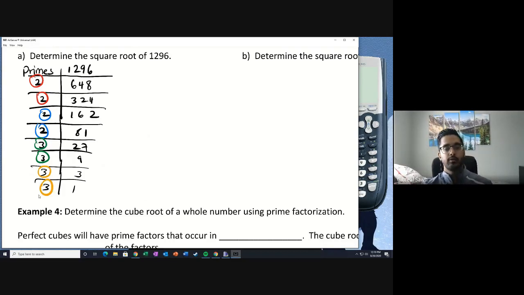Now we said that in order to find our square root, we can take one of the prime factors from each pair. Okay, so we'll take a 2, we'll take another 2, a 3, and a 3.